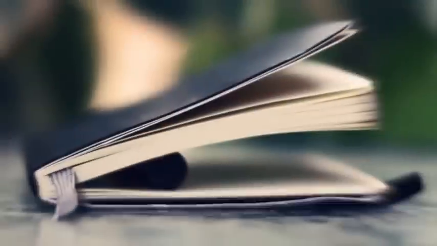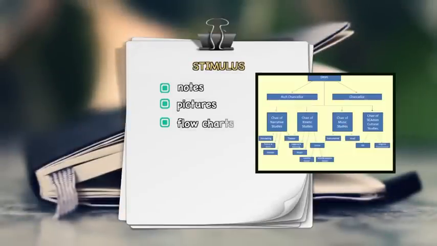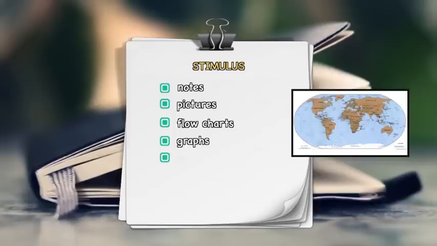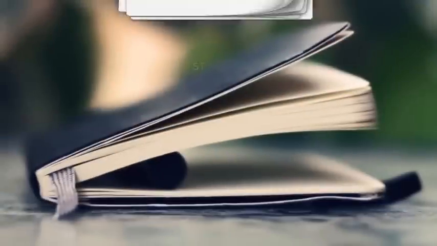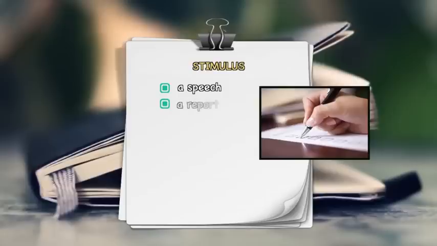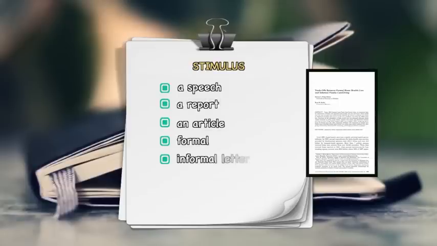In this section, a stimulus will be given. It can be in the form of notes, pictures, flowcharts, graphs, maps, diagrams, and so on. Based on the stimulus given, you're required to write an essay. Depending on the instructions, the essay can be in the form of a speech, a report, an article, or a formal or informal letter.